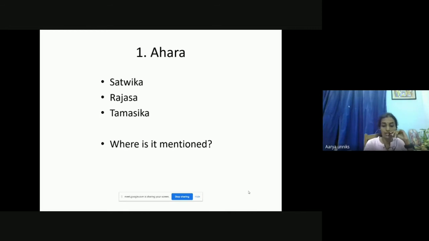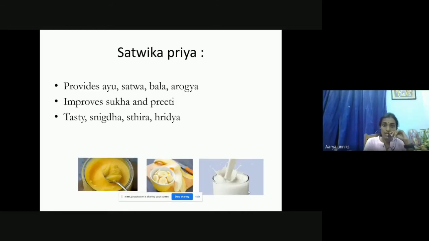So where is it mentioned? It is again mentioned in Bhagavad Gita. That ahara which provides ayus, sattvam, balam and arogyam, improves sukha and preeti, that which is rasya, tasty, snigdha, sthira, hridya are sattvika priya. See the term sattvika priya. This is very important because these foods impart sattva guna to the sharira, and these are liked by sattva guna yukta purusha. That is the meaning of sattvika priya, liked by sattvika purusha. They provide ayus, balam, and every positive quality.